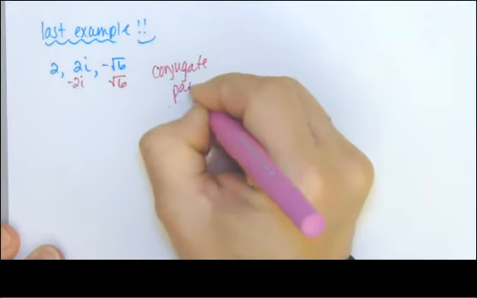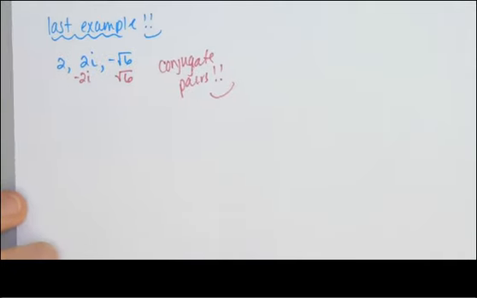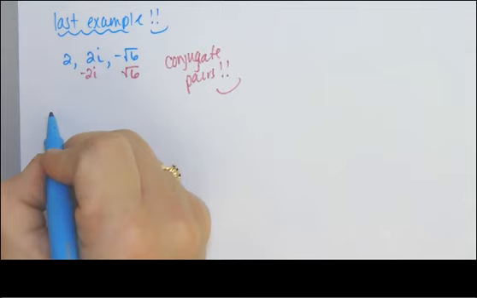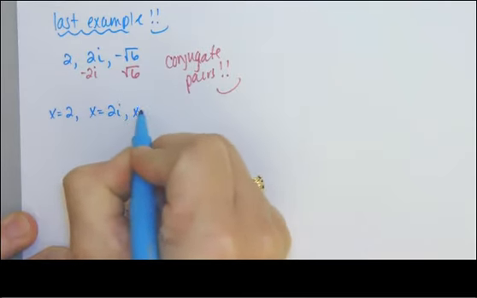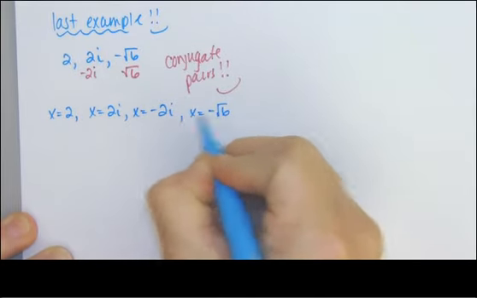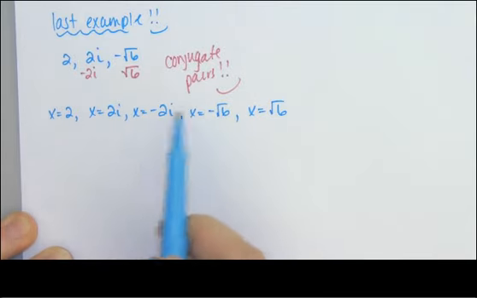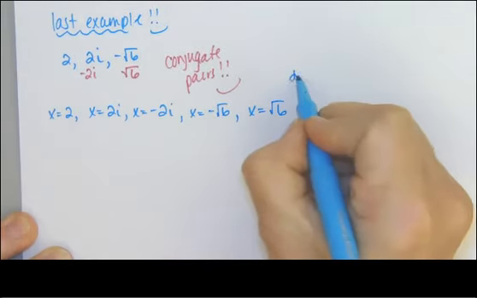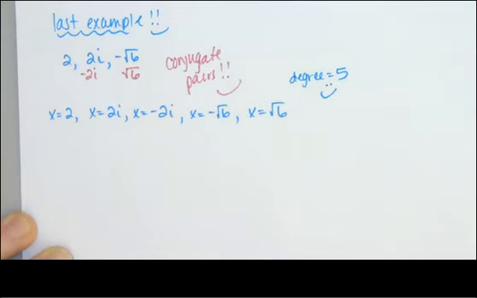Don't forget about those. If you do forget about them, you're going to have a very, very ugly looking polynomial because you'll have radicals and i's in it. Okay, so let me write these all out. I've got x equals 2, x equals 2i, x equals negative 2i, x equals negative radical 6, x equals positive radical 6. So 1, 2, 3, 4, 5. My degree on this one is 5. Remember, that's called a quintic.